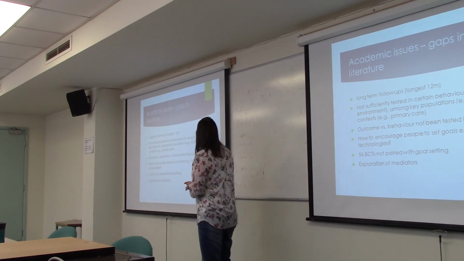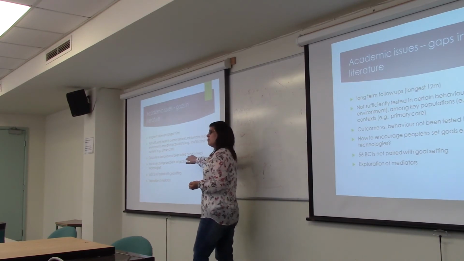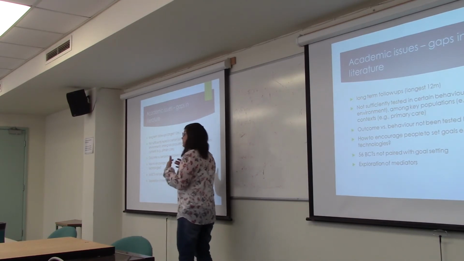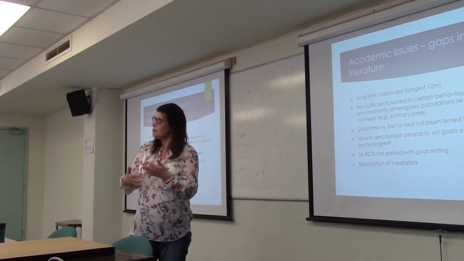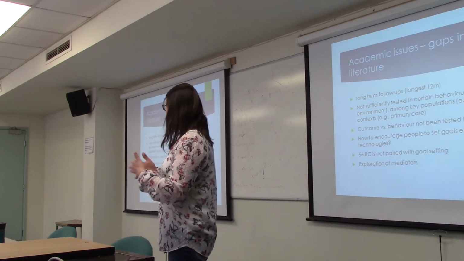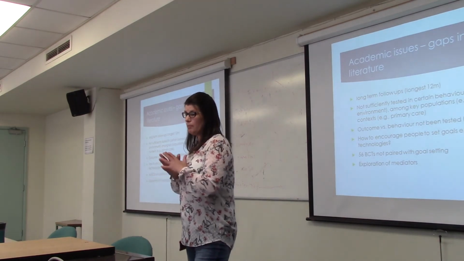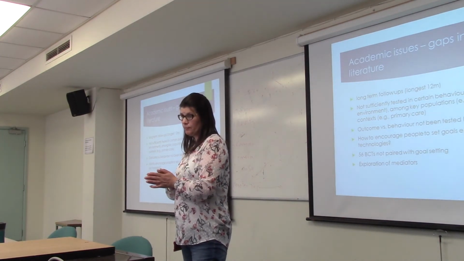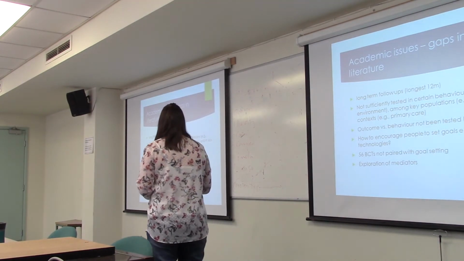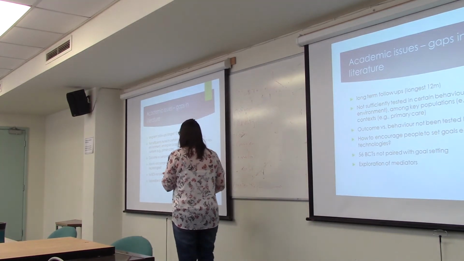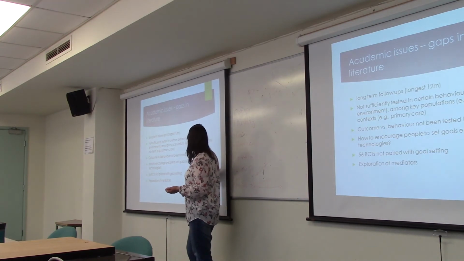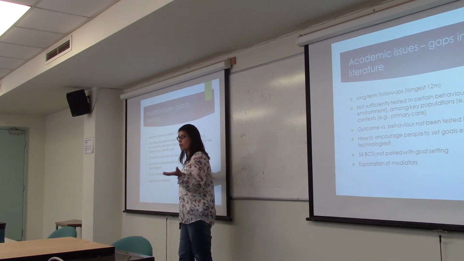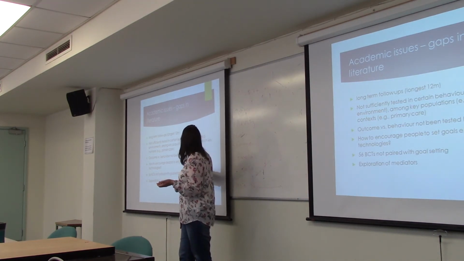There were no studies that tested outcome goals and behavioural goals head to head. And given the taxonomy, I think this is an important thing to do, to see if there are actual differences when we test them in one study. And we don't know really how to encourage people to set goals. So does training help? We wanted to test this, but there were too few studies where they trained people to set their own goals.